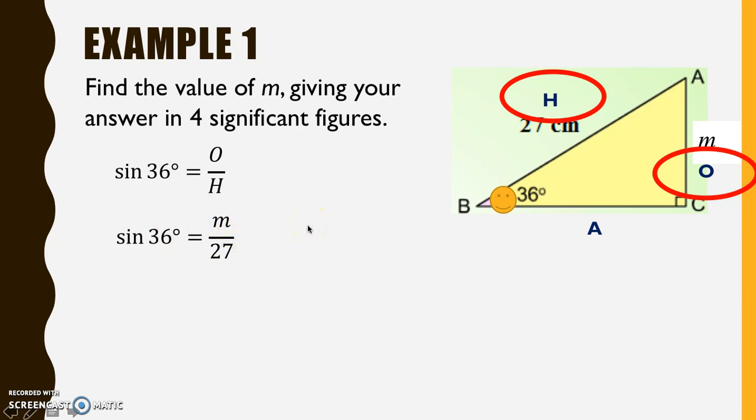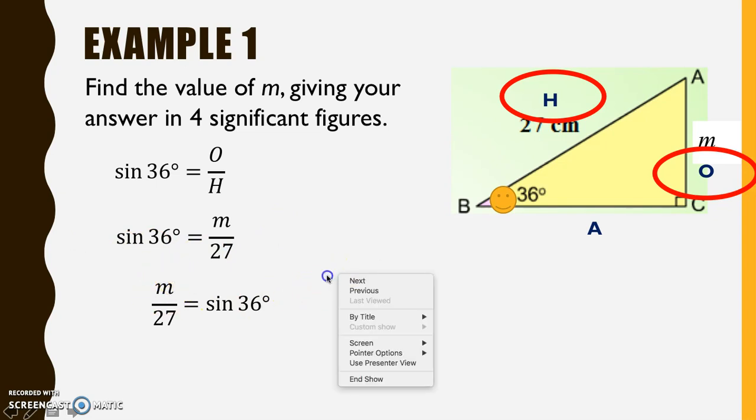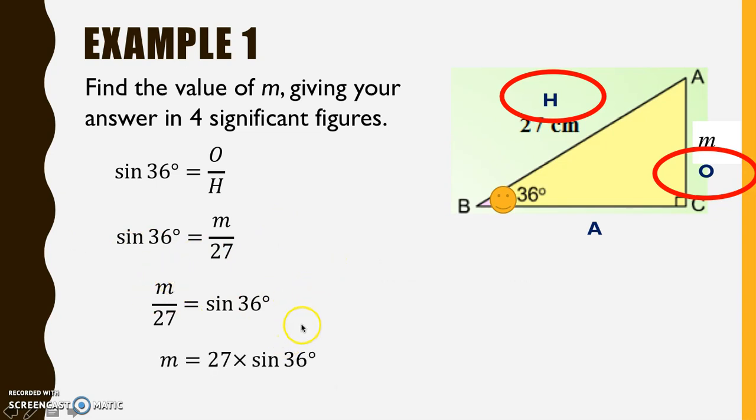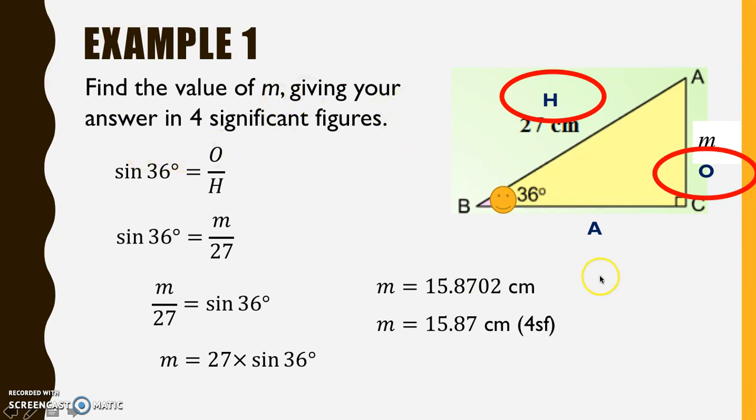After here, it's just simple algebraic manipulation because sine 36 degrees is just a number I can key into my calculator. So I will get m over 27 equals sine 36 degrees. Remember, always make the subject on the left hand side. So I will have m equals 27 times sine 36 degrees. Key this into your calculator and you'll get m equals 15.8702 centimeters. Put this into 4 significant figures as required by the question to get 15.87 centimeters.